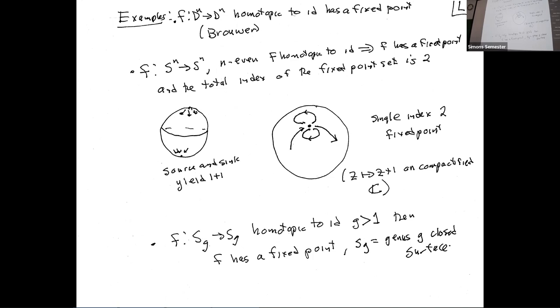All right, so here's a caution for what we're going to go into, which I'm sure you're aware of: the Lefschetz formula just tells you the total index. So you could have a sink and a source, or you could have a single index two. If you take z goes to z plus one on the plane and compactify it into the sphere, you get a fixed point there. You know the total index is two, but you don't know if it's this or something else. And higher genus surfaces, as another example, have non-zero Euler characteristic. So if you're homotopic to the identity, you have fixed points.